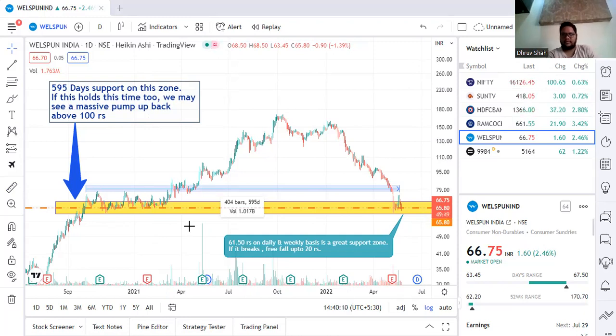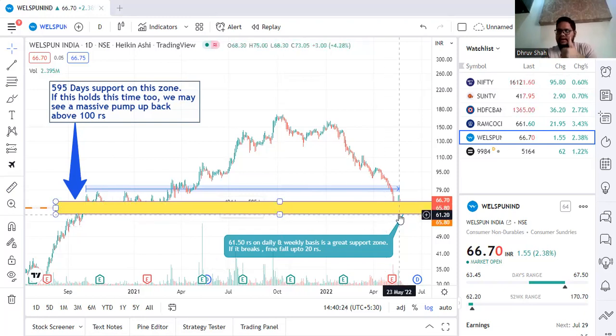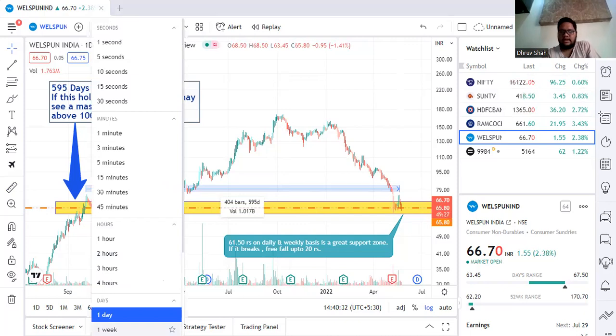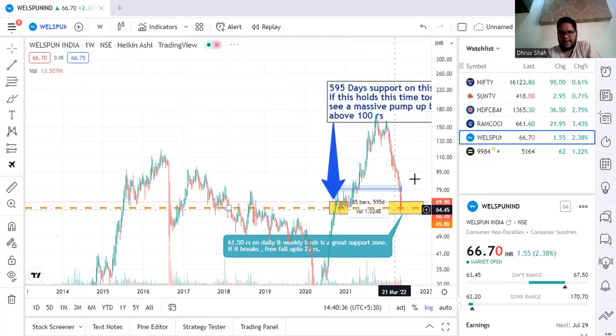So what if it goes up? I've told you what if it goes up. What if it goes down? Now how to calculate that down? Once 61.50, the share closes on a weekly basis. This is the daily chart, so I think you won't understand. So I'll switch to the weekly chart. What does the weekly say?